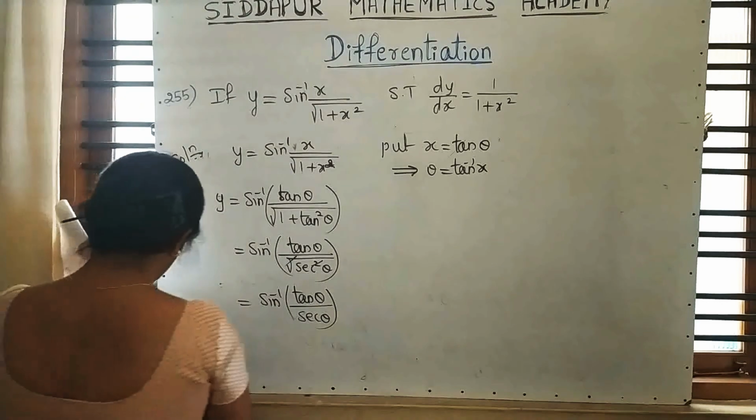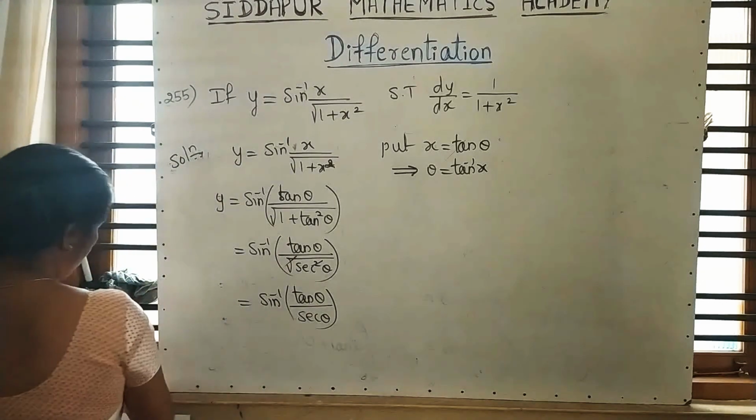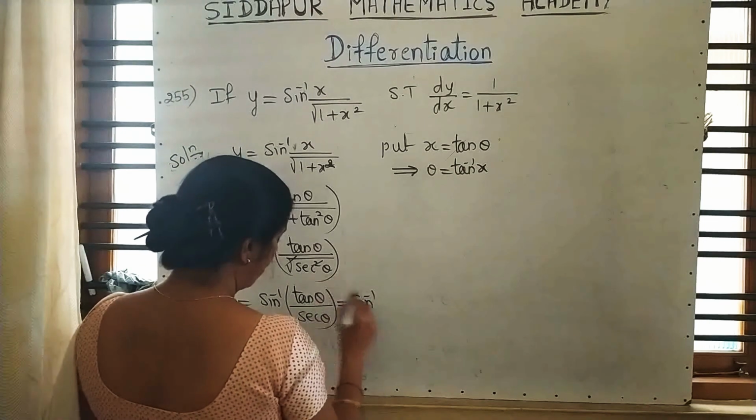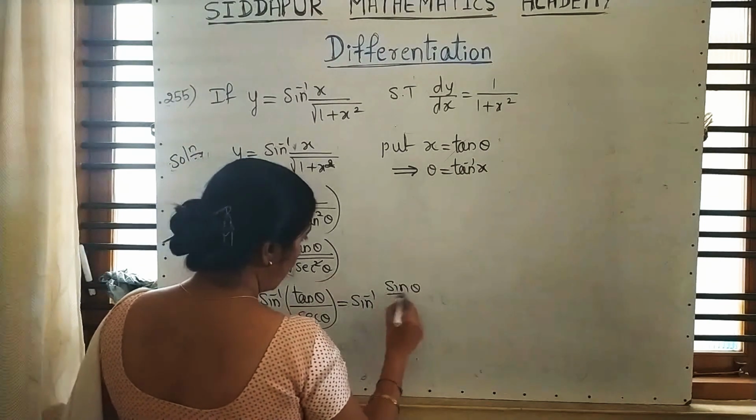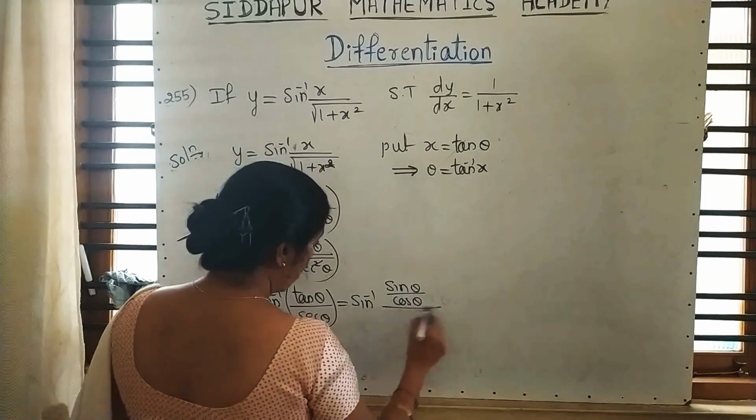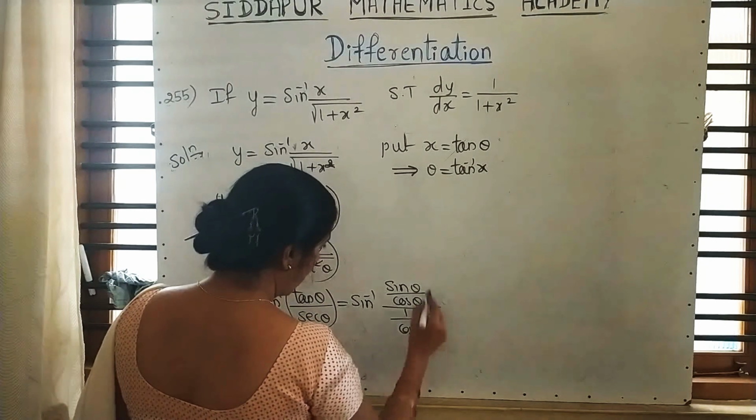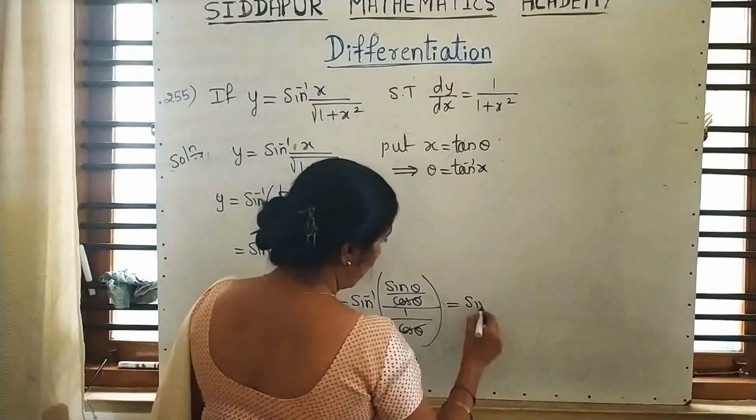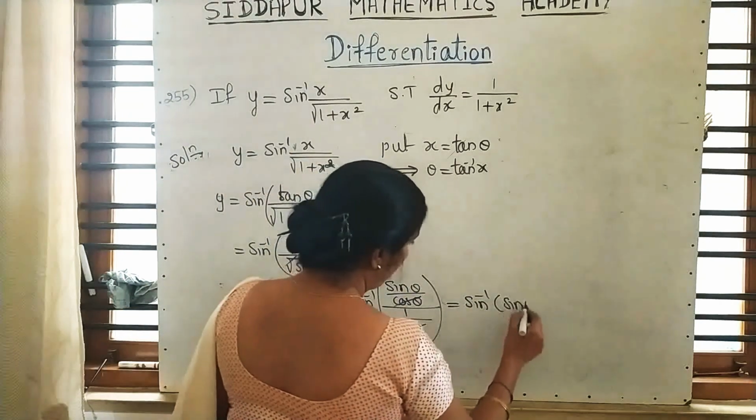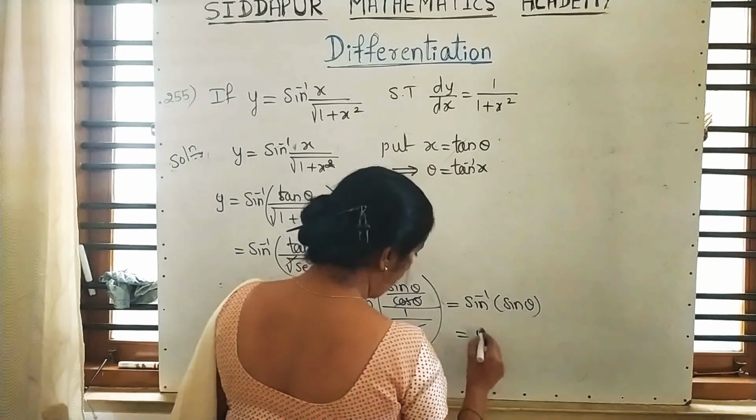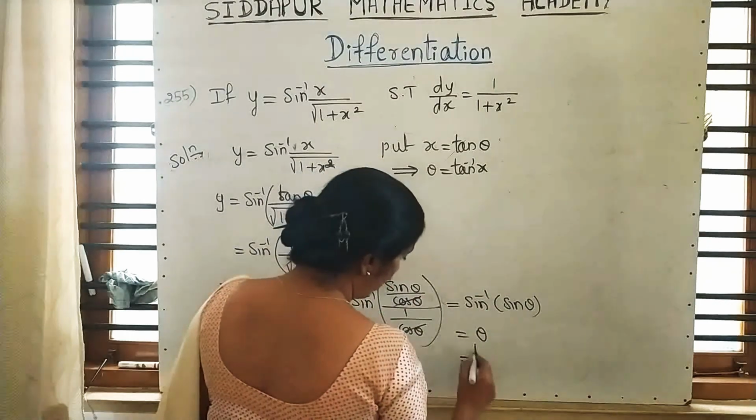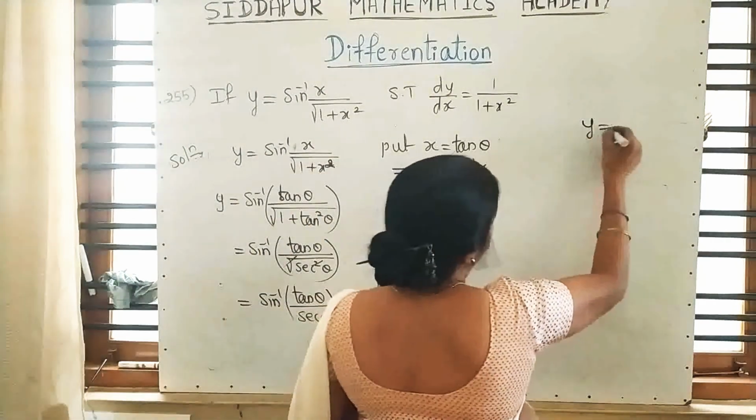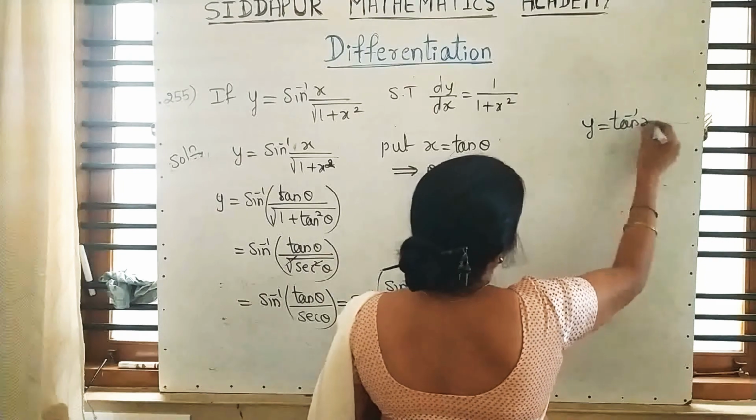Convert the tan and sec in terms of sin and cos. This is sin theta upon cos theta. Sec is 1 by cos theta. They get cancelled. We are getting sin inverse of sin theta. Sin inverse and sin get cancelled. Theta is remaining. But theta is tan inverse x. That means we have y is equal to tan inverse x.